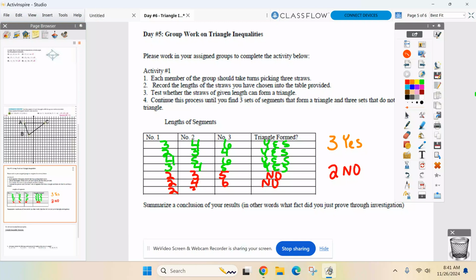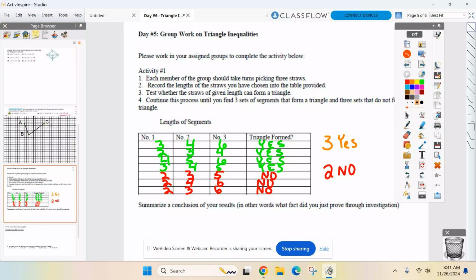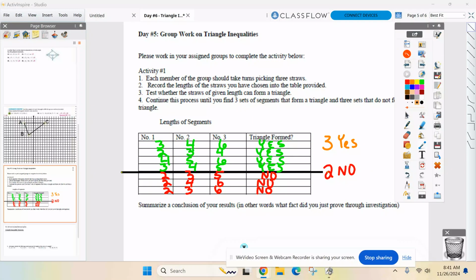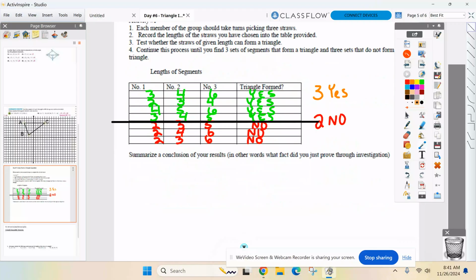Yep. All right, so back to work with your groups right now. You're going to look at my chart, the yeses and the nos. What rule do the sides need to follow for it to form a triangle, and then it does not follow this rule when it does not form a triangle? Write your thoughts down where it says summarize a conclusion. This is where you get to write your own stuff before we make it official at the bottom.